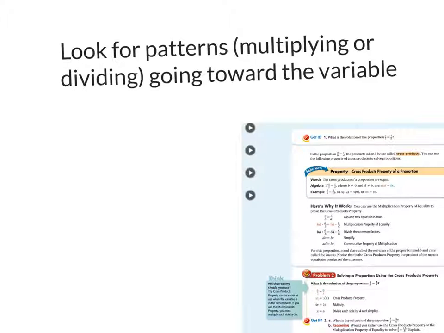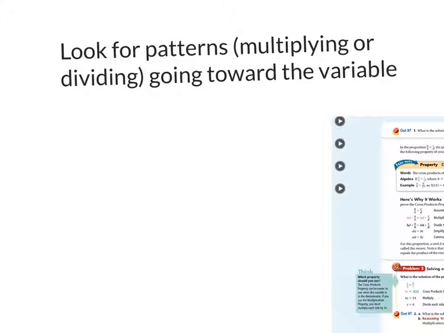Cross products, basically, just to explain what they're showing in the example in your book. They have 3/4 equals 9/12, and they're explaining to you that cross products on a proportion are equal.